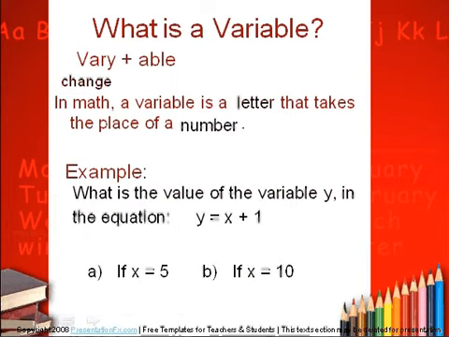So let's go ahead and quickly do this problem. If x is 5 and we substitute 5 in for x, the equation would become y equals 5 plus 1. Now this variable of y is going to simplify to an actual number. 5 plus 1 is 6, so we would say y equals 6. So for the equation y equals x plus 1, if x is 5, y is 6.